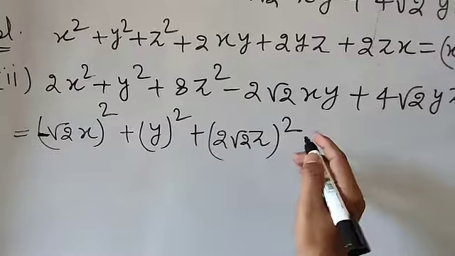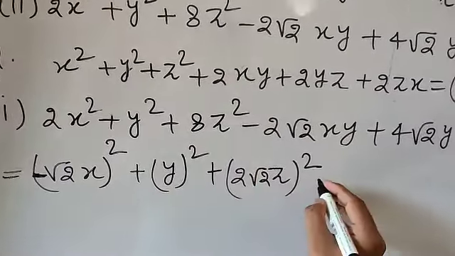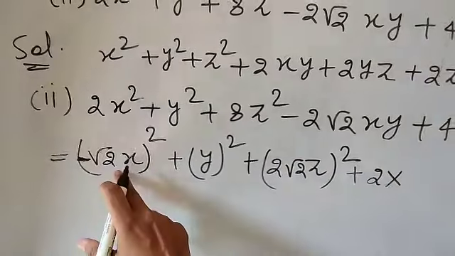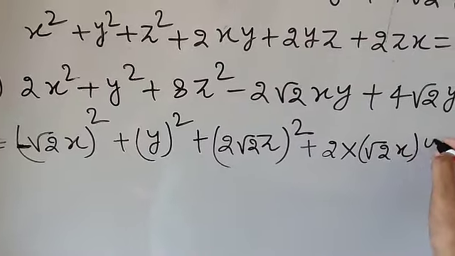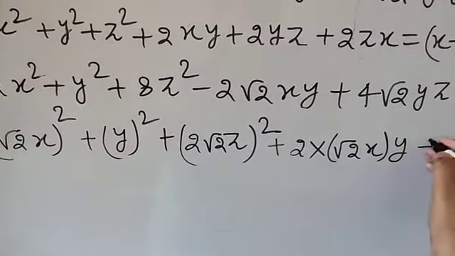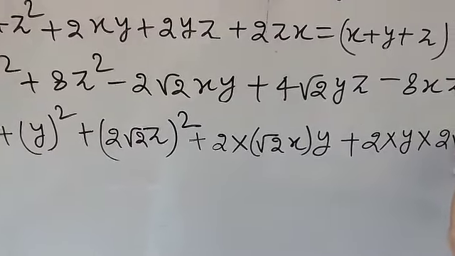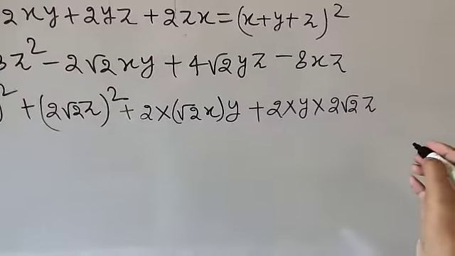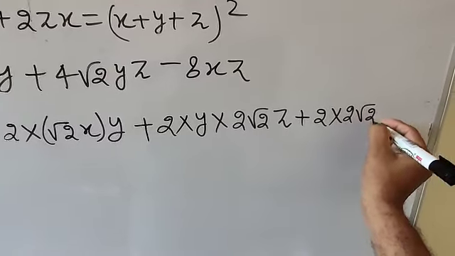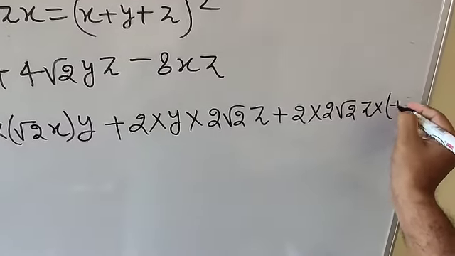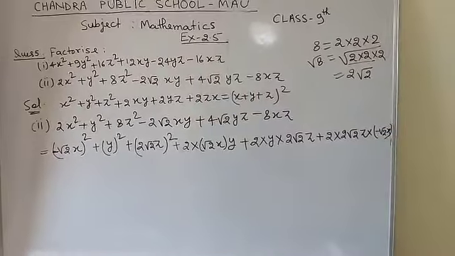Now after that, according to the formula, it should be x square plus y square plus z square plus 2xy. So plus 2 into x value, which is here minus root 2x, into y, y is here y, plus 2yz. So plus 2 into y into z, which is 2 root 2z, plus 2zx. So plus 2 into z, which is 2 root 2z, into x, which is minus root 2x. So I have written according to the formula.